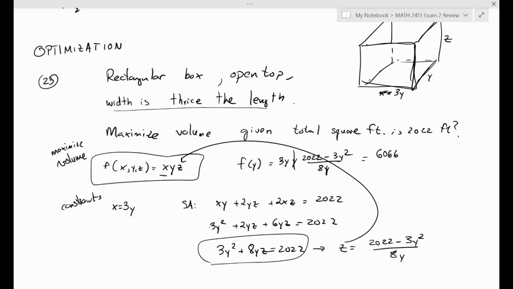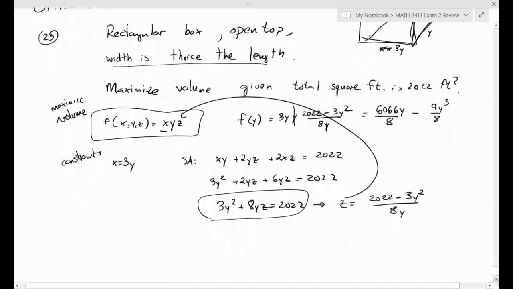in the very near future. Y minus 9y cubed. Right, and then you just optimize that function, knowing that y is a positive number, by the way. So you want to differentiate.